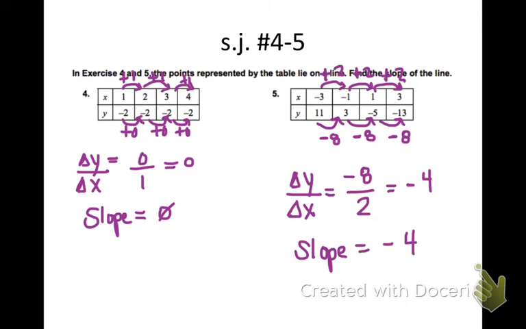You could also, since this is a table of x and y values, you have ordered pairs, and so you could pick any two ordered pairs and calculate the slope between those two ordered pairs as y2 minus y1 over x2 minus x1 using the slope formula, and also calculate the slope correctly.